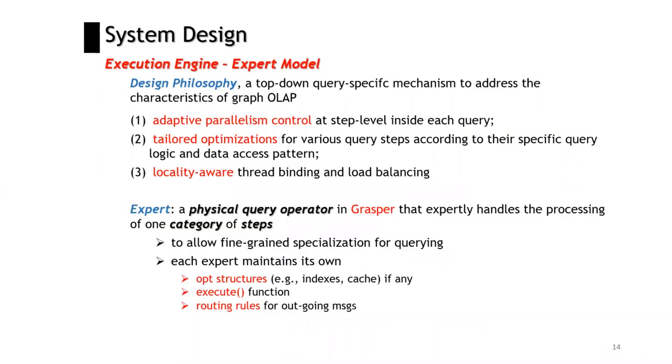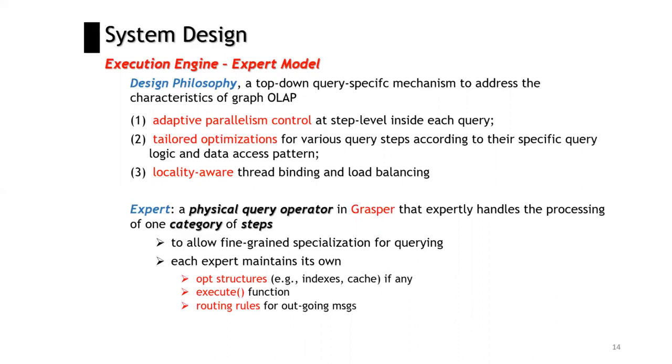The execution engine of Grasper follows a design philosophy called the expert model, a top-down query-specific mechanism to address the challenges of Graph OLAP. We provide the following three functionalities. First, adaptive parallelism control at step level inside each query. Second, tailor-made optimization for various query steps according to the specific query logic and data access pattern. Third, locality awareness, thread binding, and load balancing.